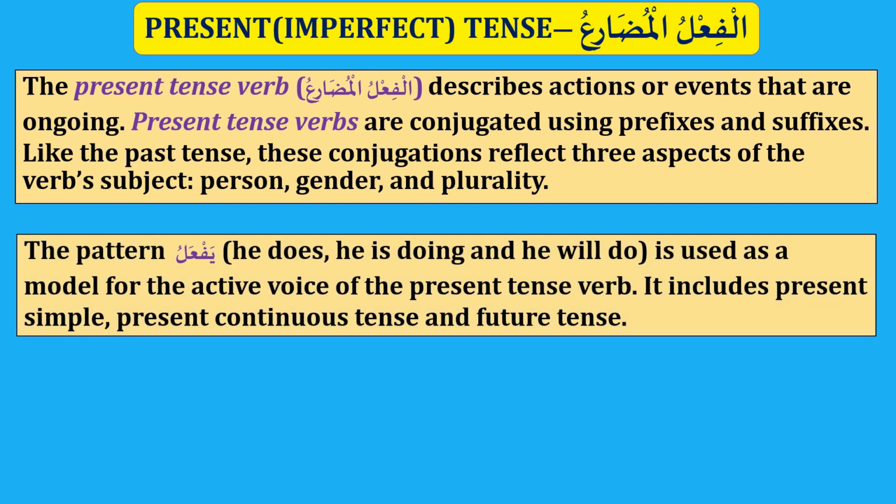The pattern يفعل, he does, or he is doing, or he will do, is used as a model for the active voice of the present tense verb. It includes present simple, present continuous tense, and future tense.